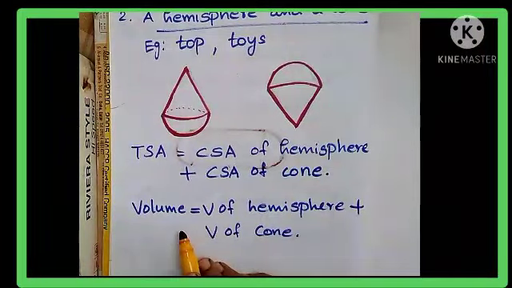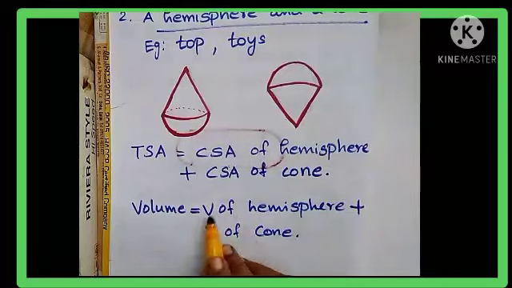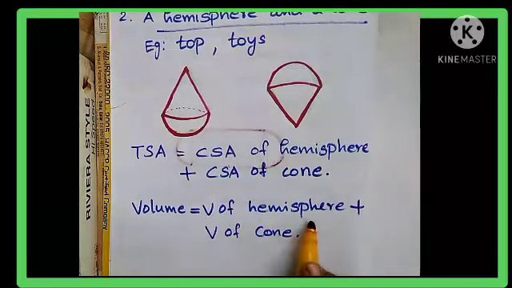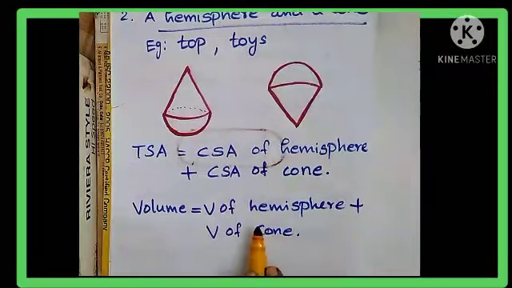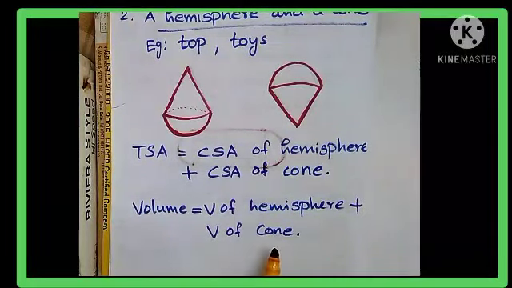Now how can we find the volume? We just add the volumes of these two shapes. That is, the volume of the hemisphere plus the volume of the cone.